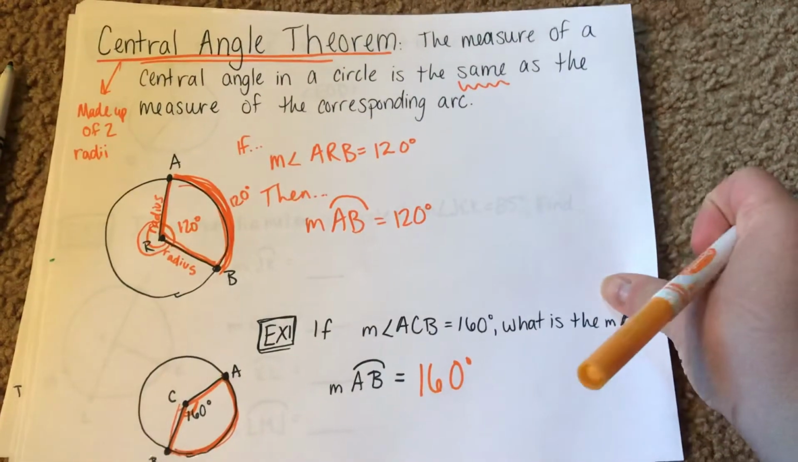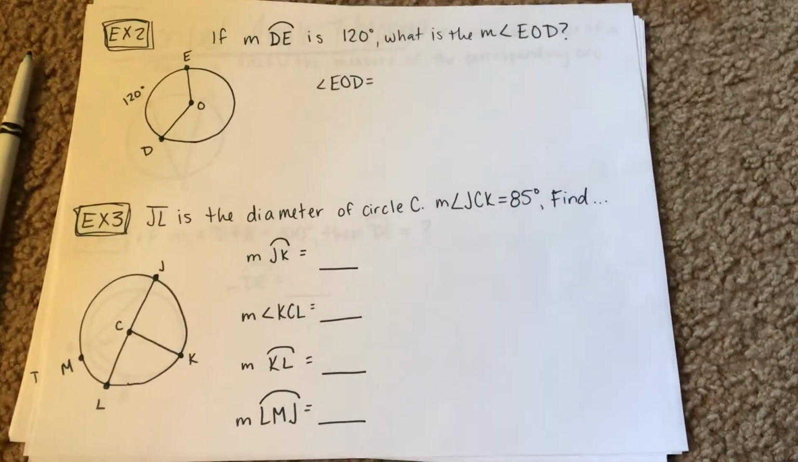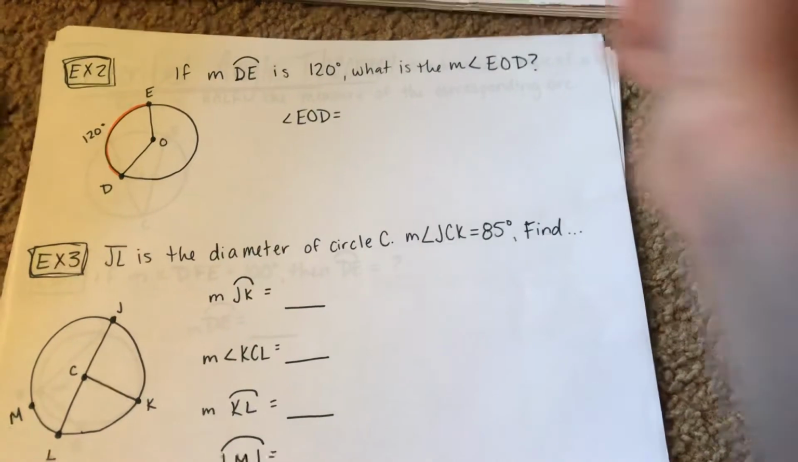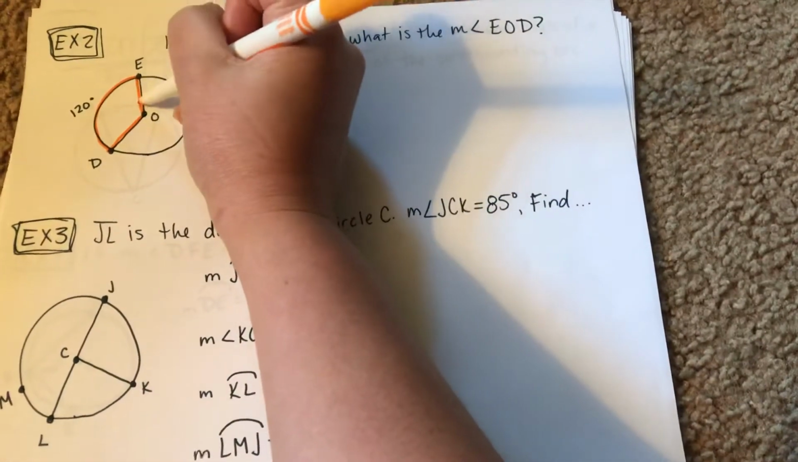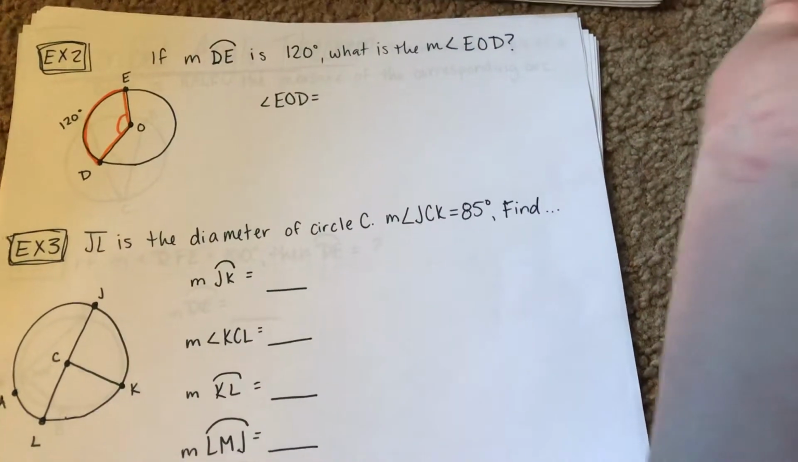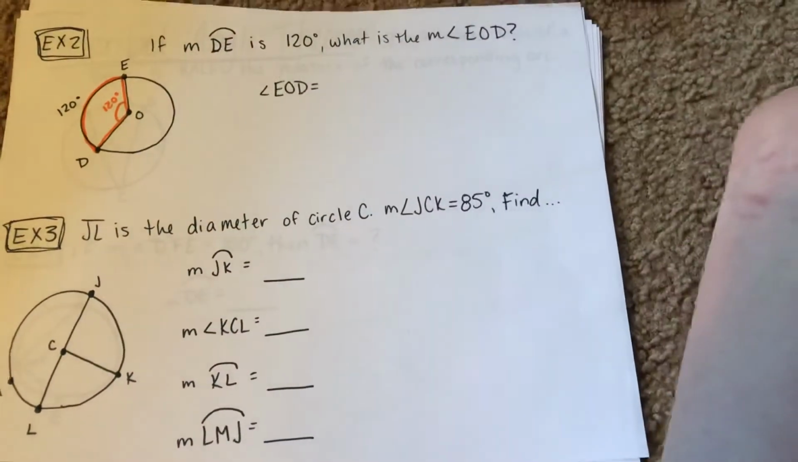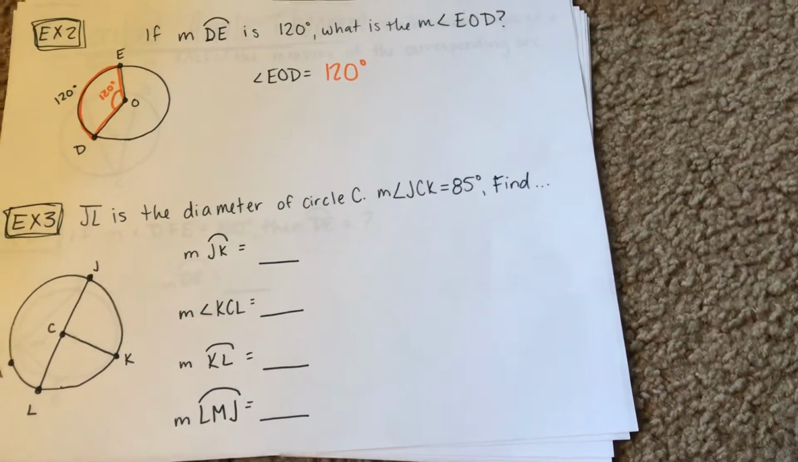So now let's just do a couple more examples here. Seems simple, but there could be some tricky parts. Example 2, if the measure of arc DE, so this guy out here, is 120 degrees, what is the measure of EOD? So I just did that right here. You can see we're talking about a central angle, and we know the corresponding arc. So if we know the corresponding arc is 120, our central angle theorem says it has to be the exact same thing. So EOD is also 120 degrees.